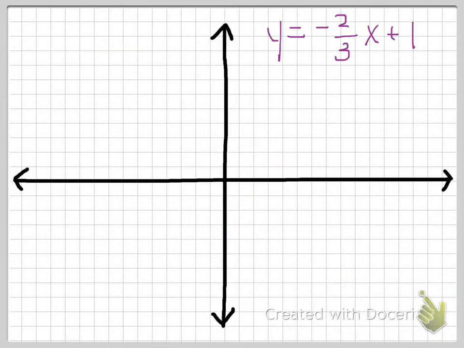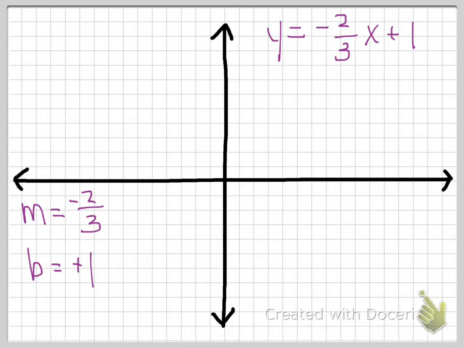For my next example, my slope is a fraction. Right? I have y equals negative 2/3 x plus 1. So from here, I have an m, or a slope, of negative 2/3. That's the number that's in front of my x. It's already a fraction, so I don't have to do anything to it. And I have my b value of positive 1.